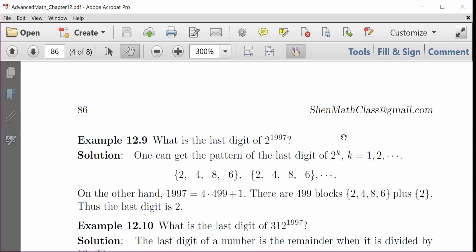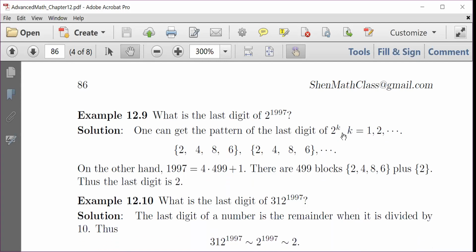we can view the last digit as a remainder when divided by 10. That's another point, so we can trim like that. 312 when divided by 10, the remainder is 2. So you immediately replace 312 by 2 to the 1997. And for 2 to the power 1997, we already did that, so we just put a 2 here. You can look at the pattern and then find out. So use the last example.